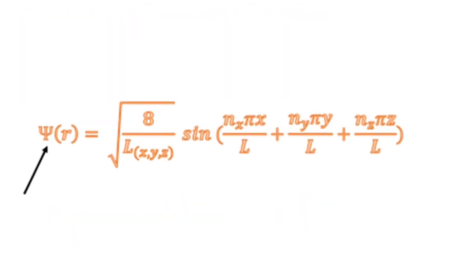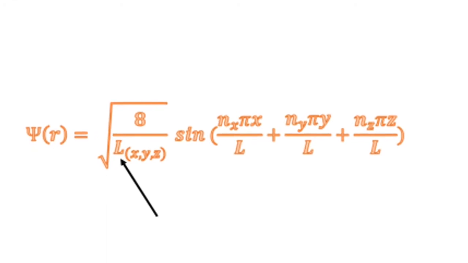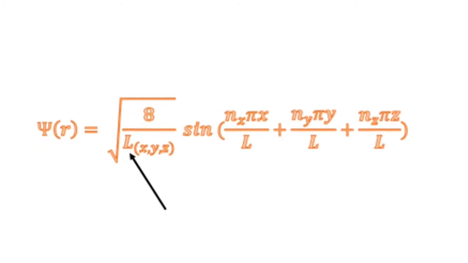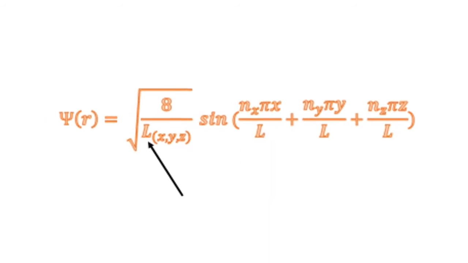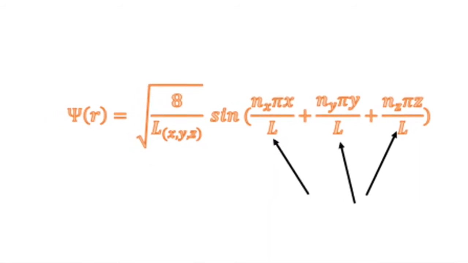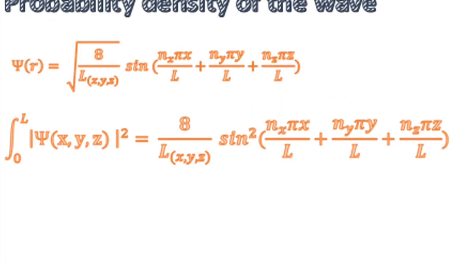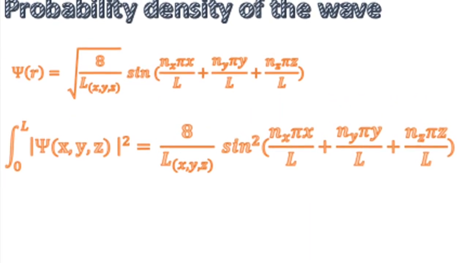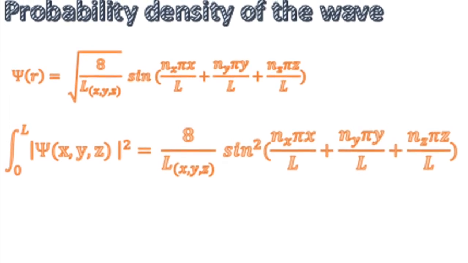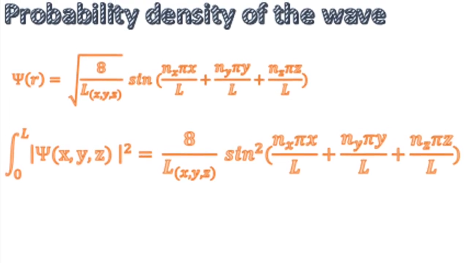Here we have the wave function, the volume of the 3D box by multiplying each length value by one another, and the de Broglie wavelength of the wave on each axis of the wave. The probability density of the wave is equal to the modulus of the wave function squared, thus the wave function is squared in all dimensions of x, y, and z.